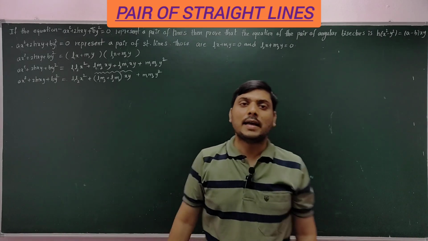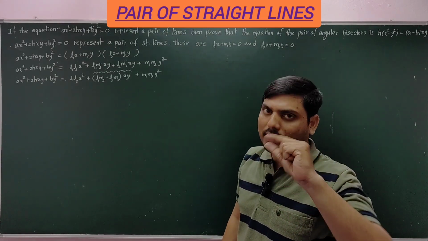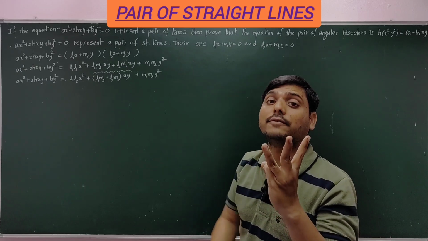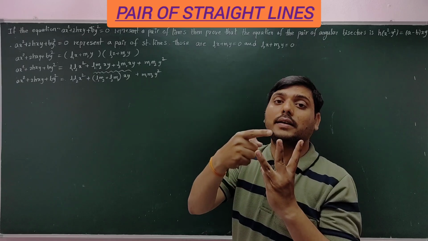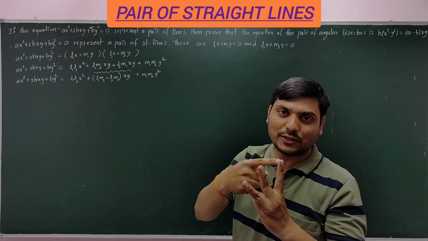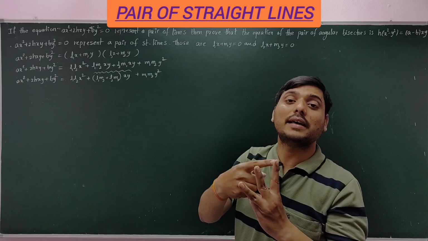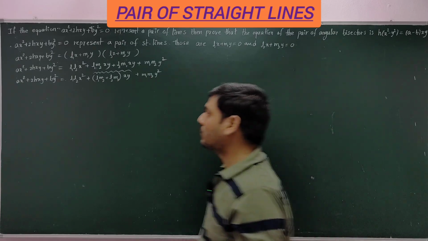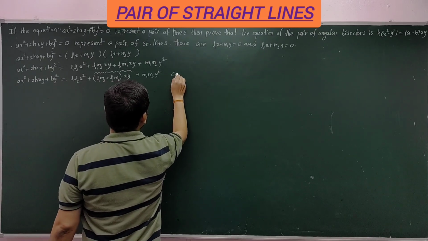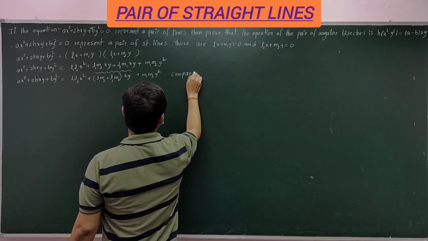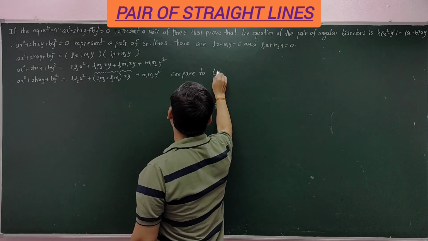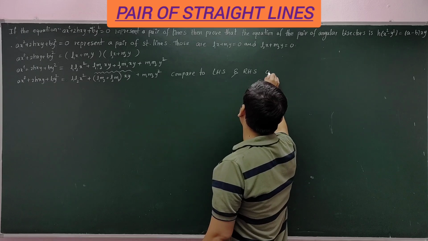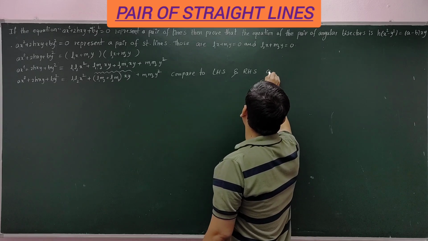Now compare the left side terms and the right side terms. The left side has three terms: the first is x square, the second is xy, the third is y square. Similarly, the right side also has the same three terms: x square, xy, y square. So compare the corresponding terms of the left hand side and right hand side.